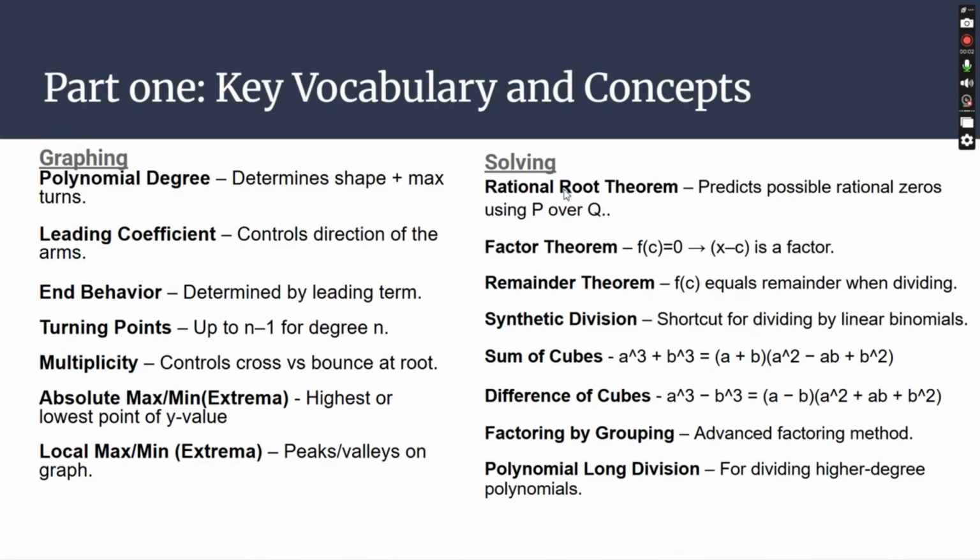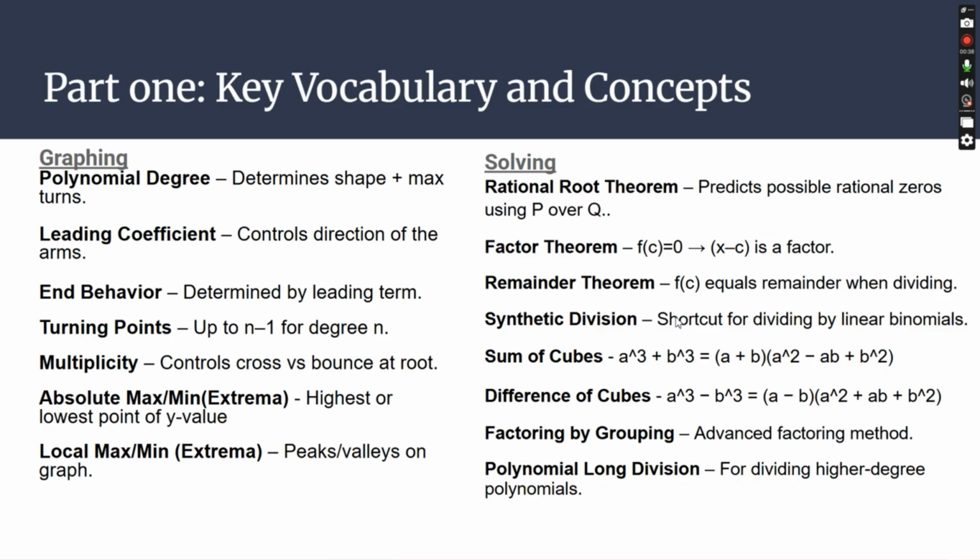Now for the theorems and concepts. First, the rational root theorem helps us predict all possible rational zeros of a polynomial by using the factors of the constant term over the factors of the leading coefficient, also called p over q. Next, the factor theorem says that if f of c equals 0, then the binomial x minus c is a factor of the polynomial. Similarly, the remainder theorem tells us that when we divide a polynomial by x minus c, the value of f of c is the remainder of that division.